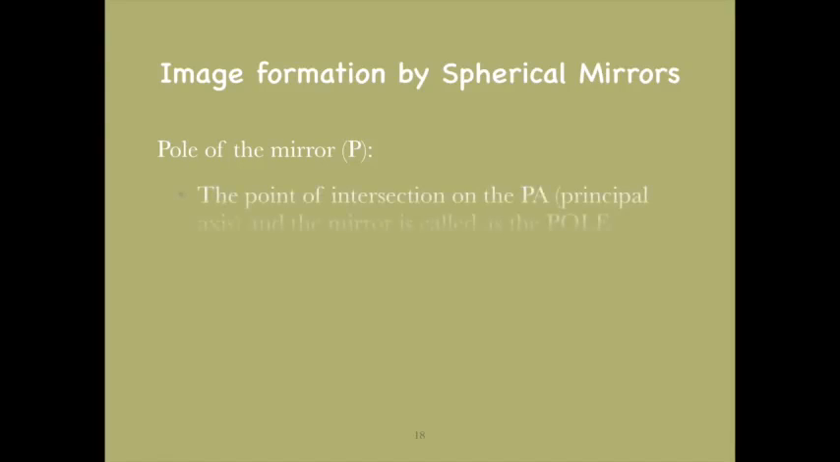Now coming to the last definition, which is the pole of the mirror, denoted by capital P. This is the intersection of the principal axis and the mirror. So the pole is the intersection of the principal axis and the mirror.